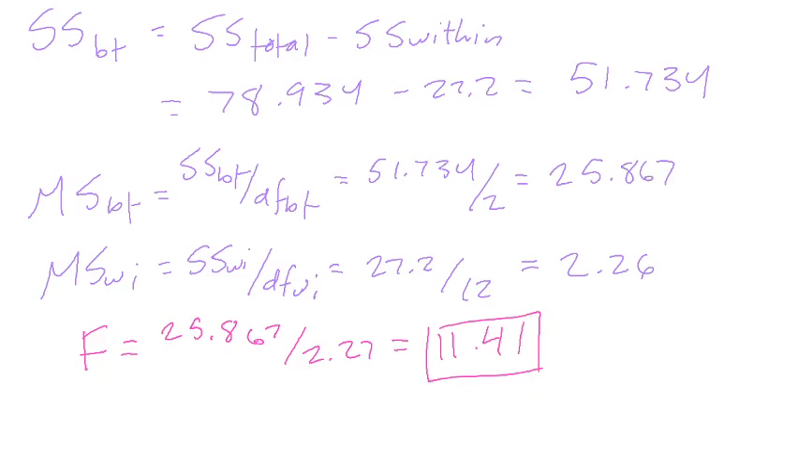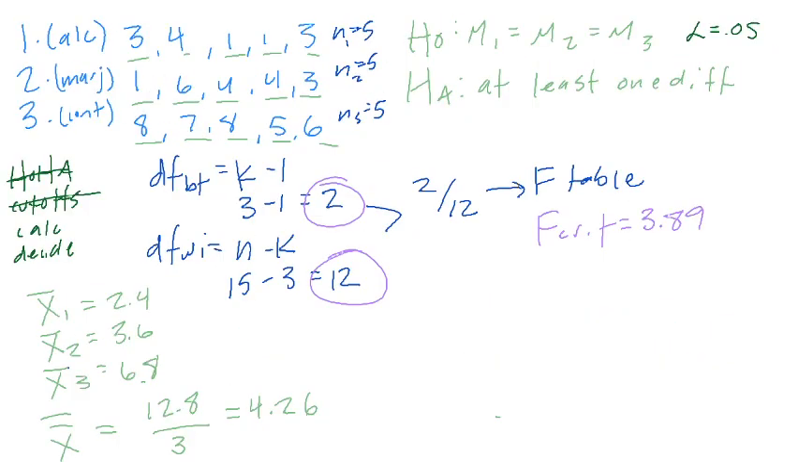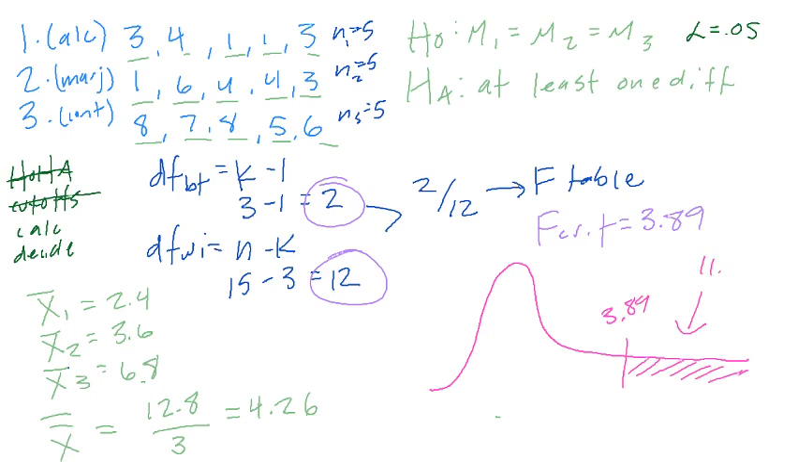11.41. So let's hop back to our critical value, and let's get a funky little F curve here. We needed to exceed 3.89. So did we do it? I think we did. 11.41 would most certainly be somewhere over here. And what does that mean? It means we reject that null. We reject the null. Then we have evidence to suggest that at least one group is different.